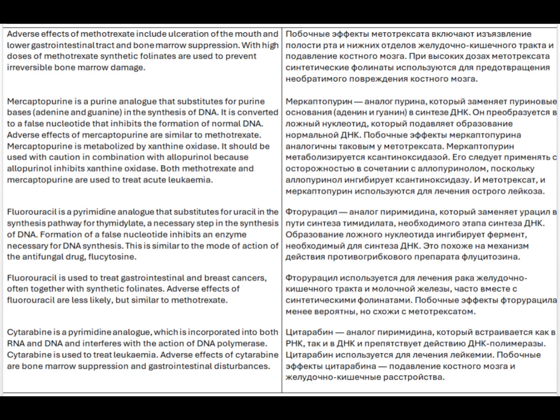Cytarabine is a pyrimidine analog, which is incorporated into both RNA and DNA and interferes with the action of DNA polymerase. Cytarabine is used to treat leukemia. Adverse effects of cytarabine are bone marrow suppression and gastrointestinal disturbances.